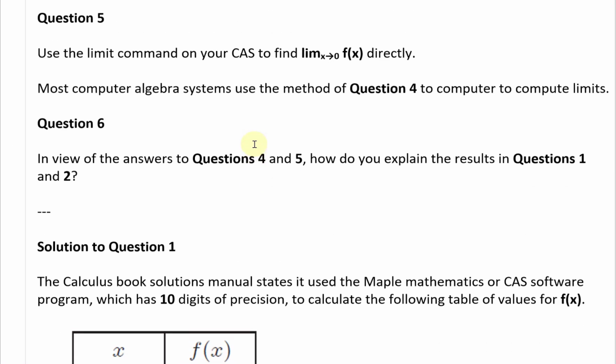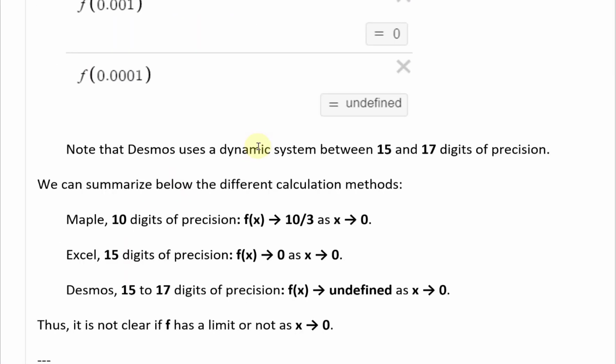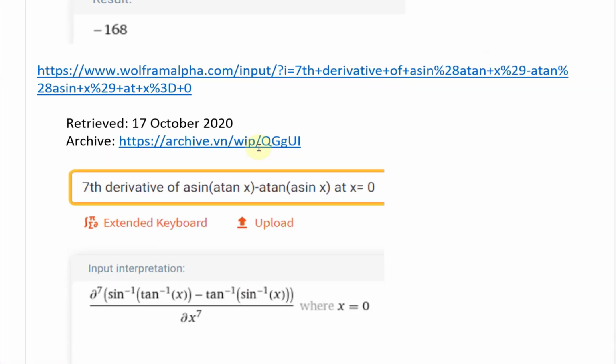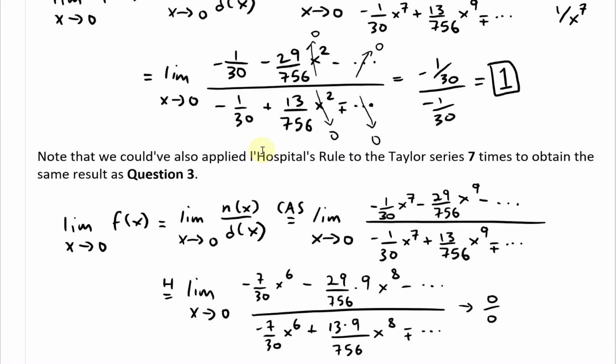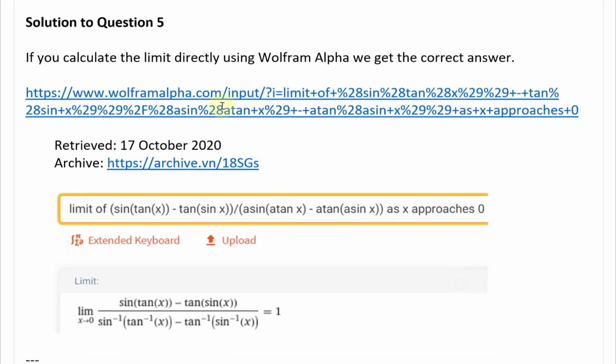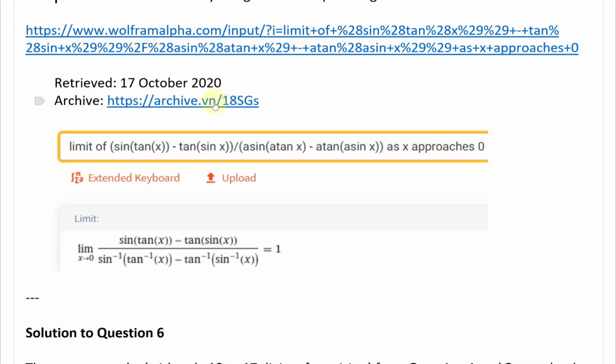So anyways, let's go to question 5, and you could again use amazing Wolfram Alpha. Just calculate that. So let's go to Wolfram Alpha, and it's the solution to question 5. If we calculate the limit directly using Wolfram Alpha, we get the correct answer. There's a link to it. You could literally just type limit of sine tan of x minus tan sine of x, divided by inverse sine inverse tan of x minus inverse tan inverse sine of x, all brackets. Get the brackets all correct.